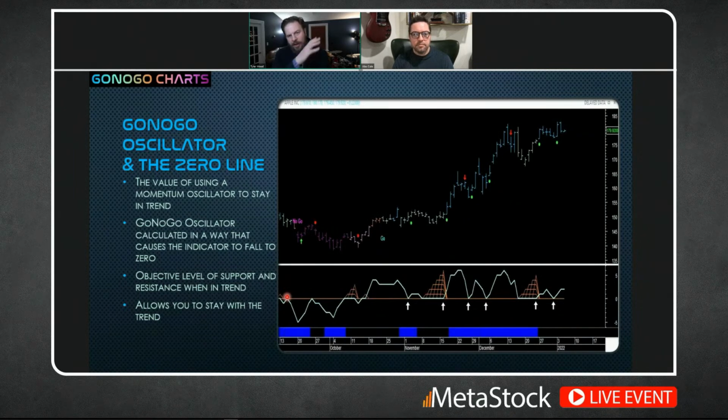That means our downtrend, our no-go conditions, are continuing every time the oscillator gets rejected at the zero line and we have further downside momentum. All right, let's keep moving.